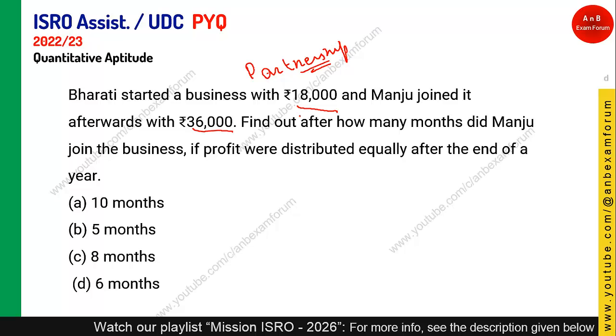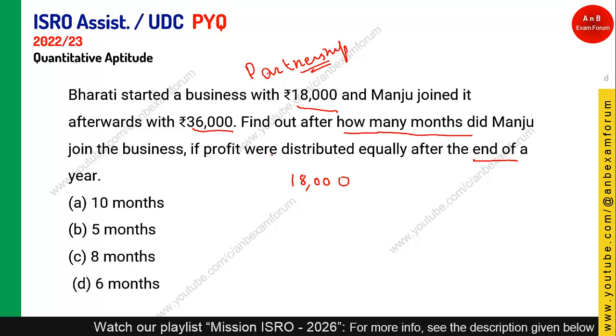Let's solve it. Bharti started the business with 18,000, and Manju joined it afterward with 36,000. So she joined after a few months, and that's what he is asking: after how many months did Manju join, if the profits were equally distributed. Let's make it annual, because he is saying at the end of the year.